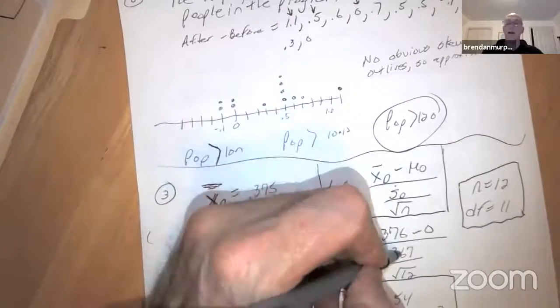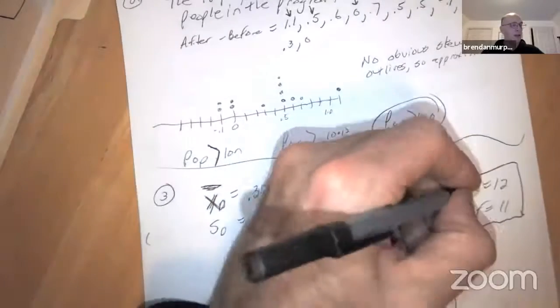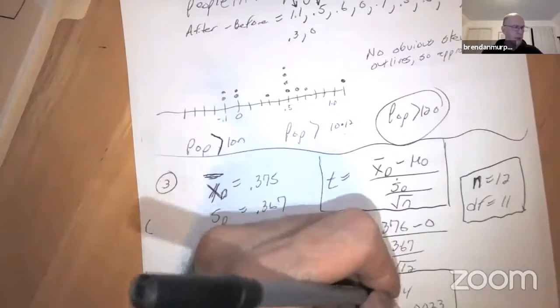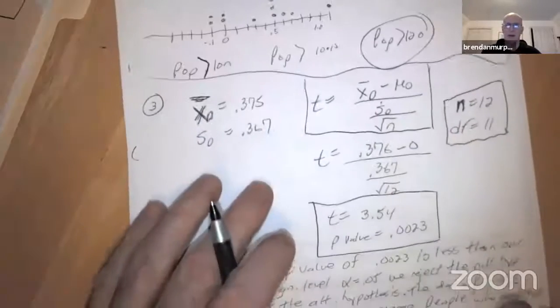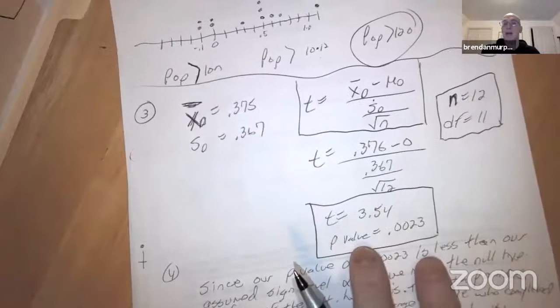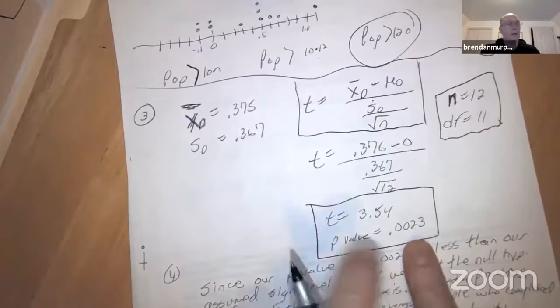I don't need this. I don't need this. I plug my numbers in. My sample size was n equals 12. It was 12 people. Degrees of freedom was 11. So my t statistic was 3.54. My p-value was 0.0023. And again, if I've named the test, that's all I need on my paper. So you don't need this.